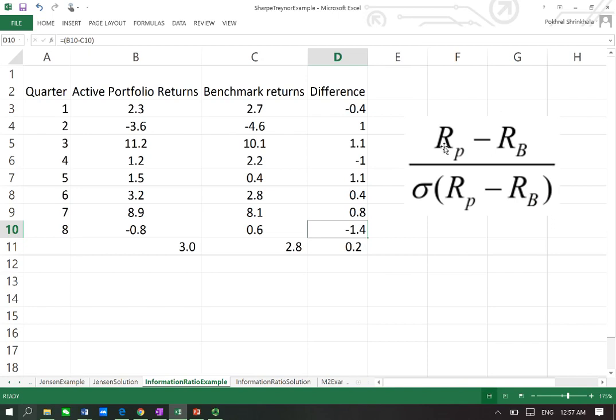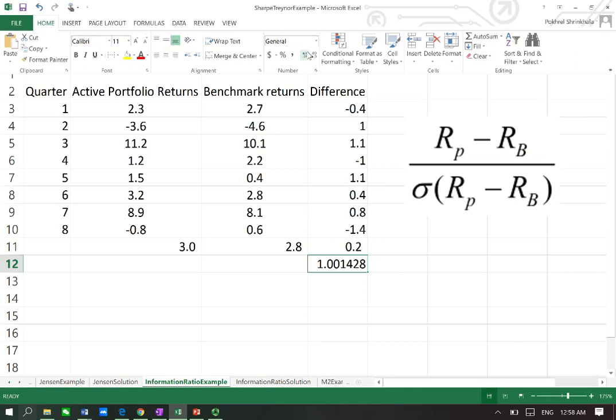Now you need to find out what will go on the denominator. On the denominator, this basically represents the tracking error, which means the standard deviation of the differences between the return of the portfolio and the return from the benchmark. So after you find RP minus RB, which is here the average, 0.2, this is what you need to find. For now, I will quickly say to you that just do the standard deviation for the differences, and you will get that.